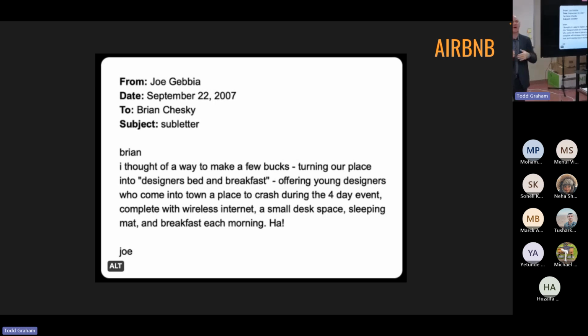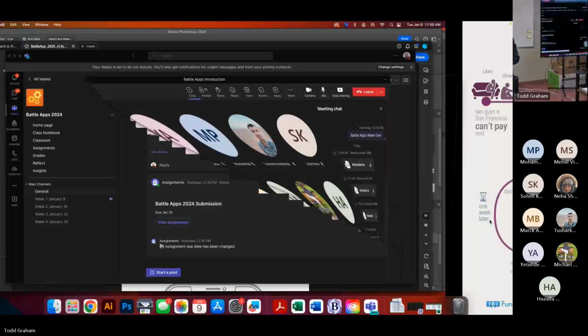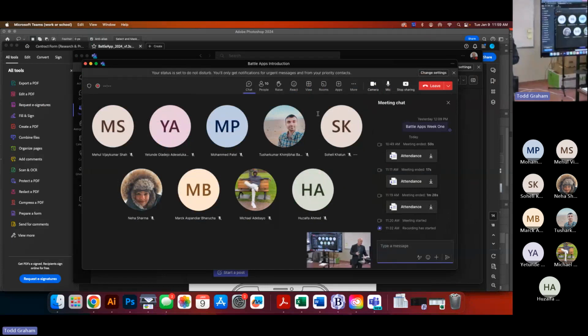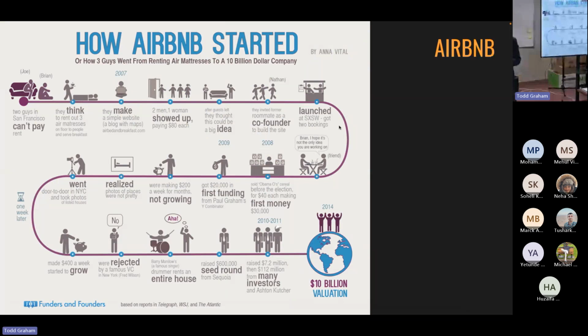There was a design conference happening in San Francisco. Basically, all the hotels were jammed up, and there were people coming in that needed a place to stay. And basically, he said, we'll give them an airbed and breakfast and some Wi-Fi. So that was the start of Airbnb. And this is the path they took.